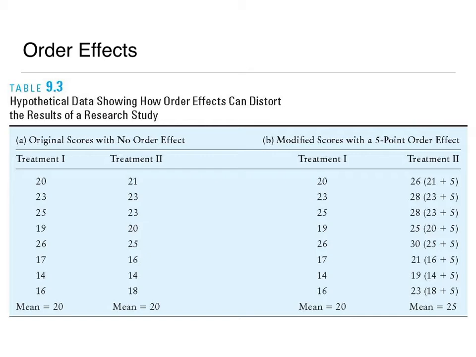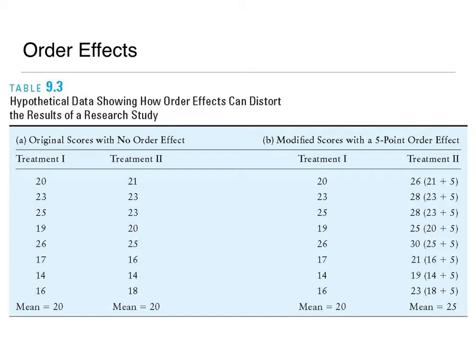So here's the first part, A, which shows original scores with no order effect. It's treatment 1 and treatment 2, and these are just made-up hypothetical scores of a hypothetical research study. And it's all vague, and that's on purpose. The second set, B, is those modified scores with a 5-point order effect. Okay, so for the first original scores, if you look at the means, there's no difference between the means, right? So 20 and 20. If we do a statistical test, it will come up: okay, there's nothing here. We fail to reject the null hypothesis.